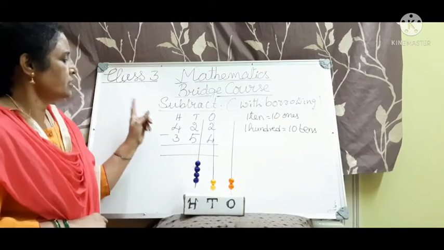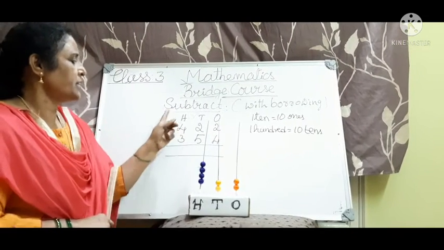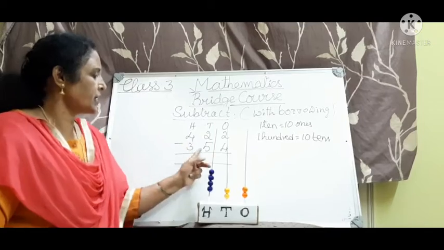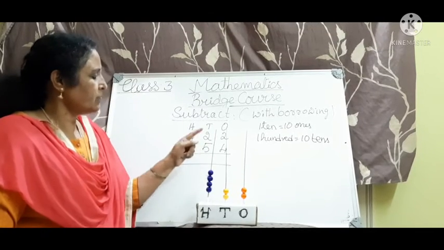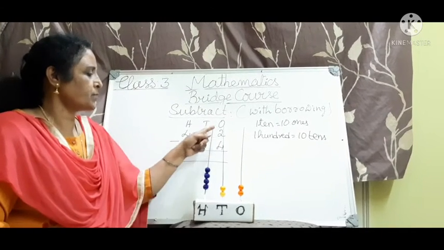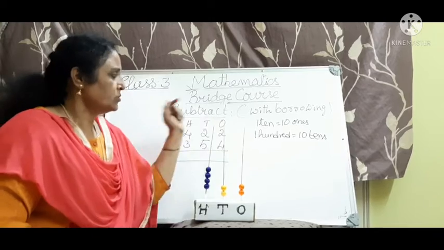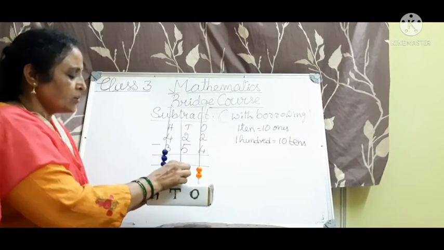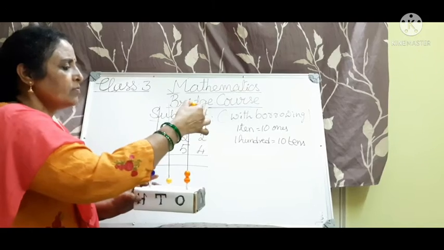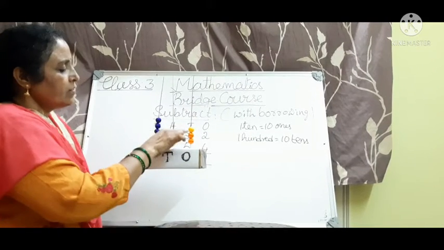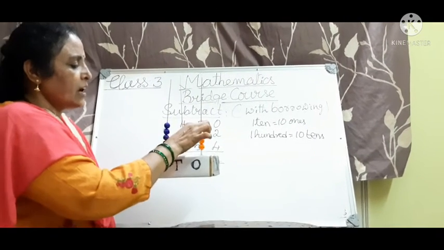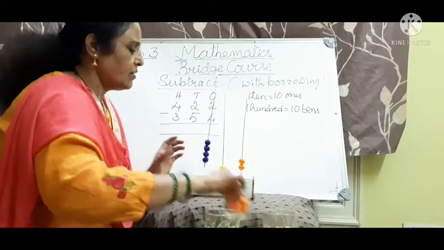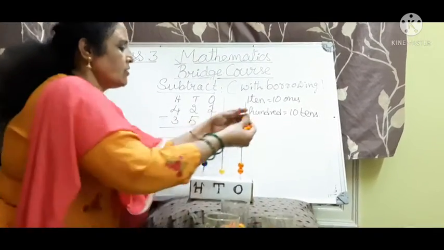Now we are going to learn how to subtract 3-digit numbers with borrowing. 422 minus 354. Here we cannot subtract 4 ones from 2 ones. Then we need to borrow. You know that 1 ten equals 10 ones. Now I will borrow 1 ten to the ones place. I will convert this into ones. I will add 10 ones here.